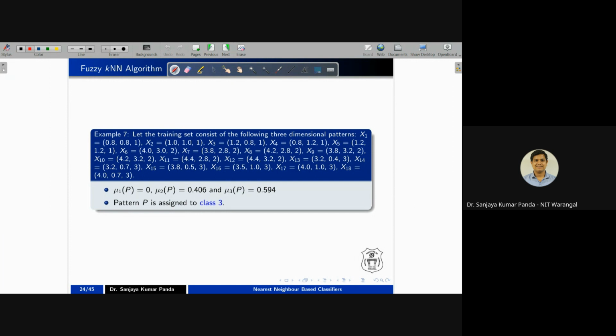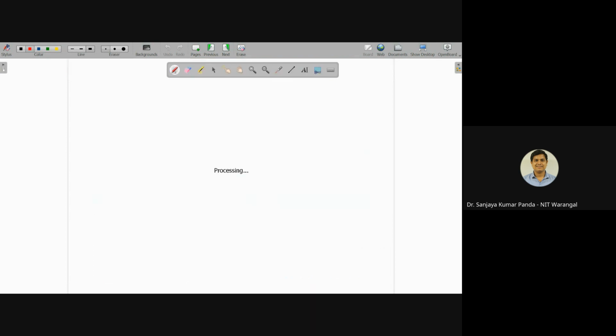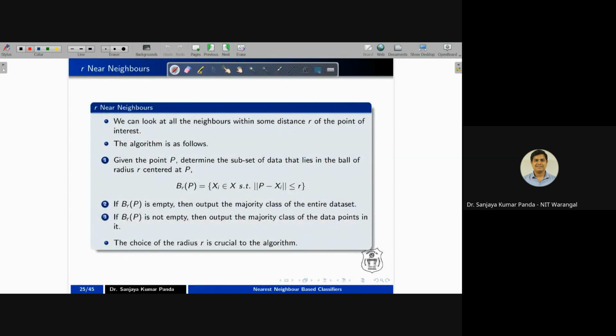Is it clear how to calculate the membership value and determine the class level? Okay. Now we'll go for the last variant of the KNN algorithm before moving to the efficient algorithms. That is called the R near neighbor algorithm.